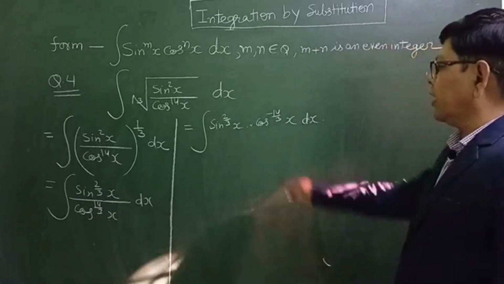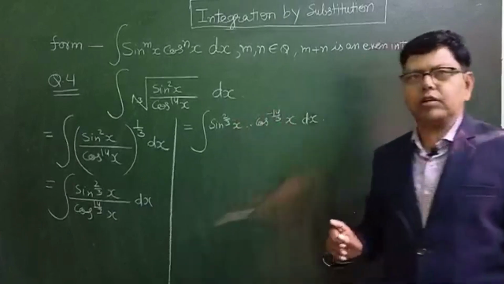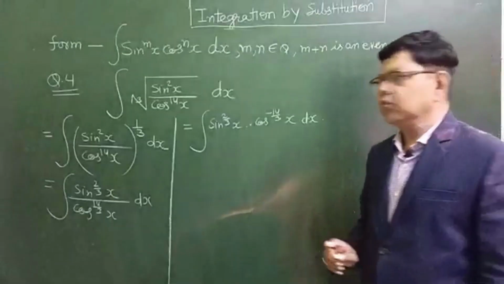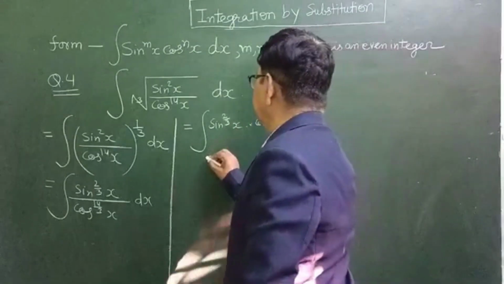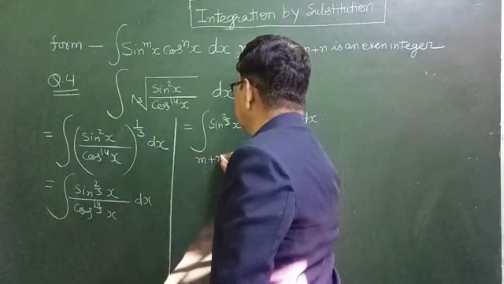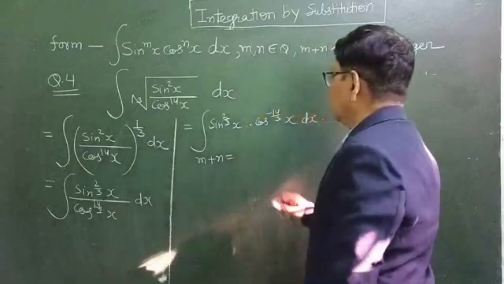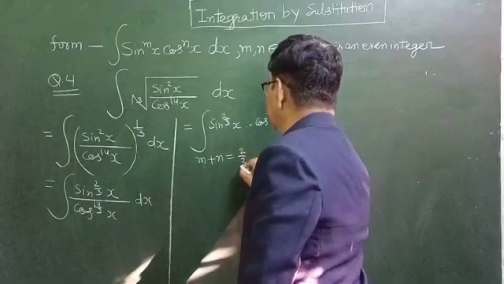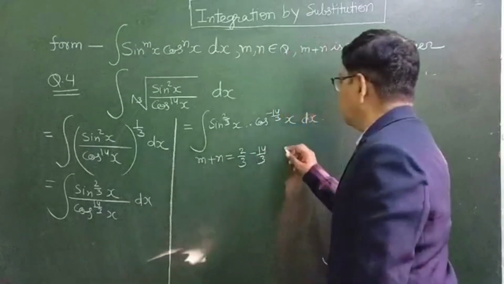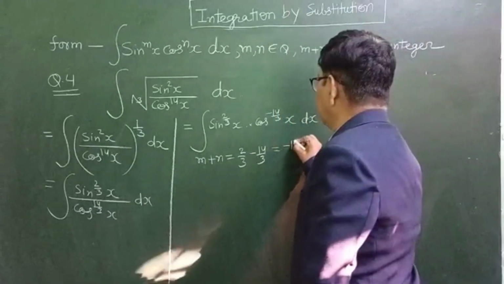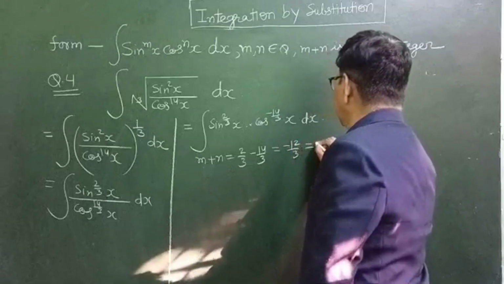And here you can see the exponents of sin x and cos x are rational numbers. So now this is m and this is n. So if we add m plus n is equal to 2 upon 3 and minus 14 upon 3, which is equal to minus 12 upon 3 is equal to minus 4.